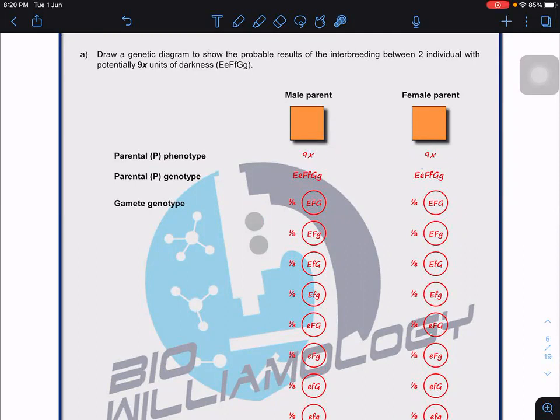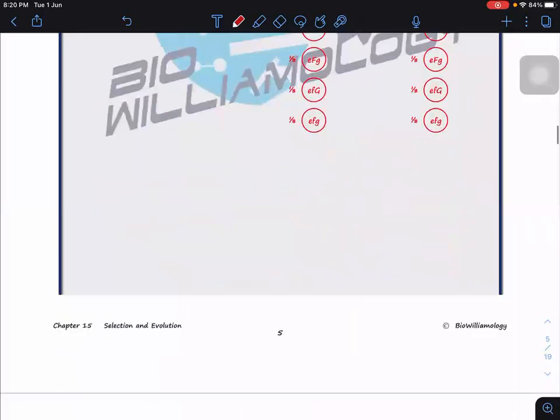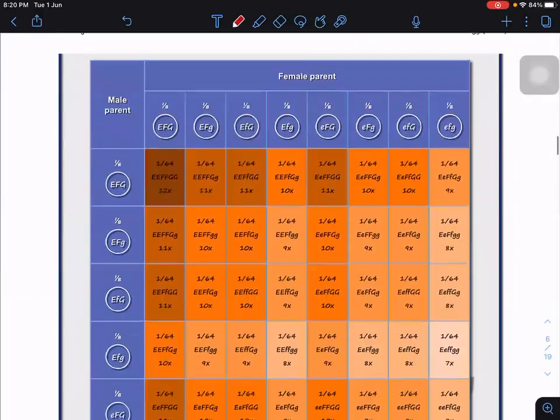When these 9-fold parents interbreed or cross, you're going to see the gamete genotypes, we have 8 of them because they are unlinked genes. Unlinked genes mean independent assortment can take place. In the exam, they don't ask you to do this. This is just for practice only. Don't worry about 8 times 8, which is 64. I've already done everything for you.